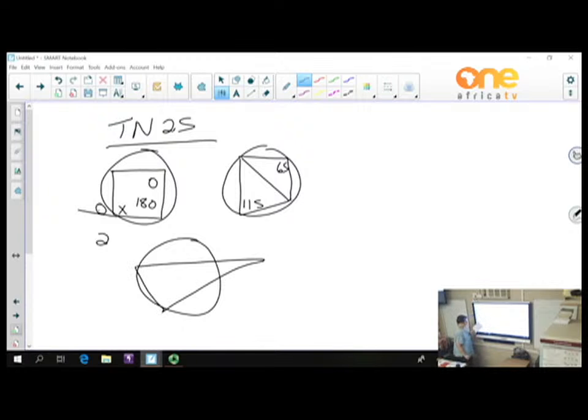Number 2, there's your circle, and this time there's only one triangle in there. There you have it. This angle is 74 degrees. So that means this one is going to be, there's a straight line, so this one is then 78 degrees. Okay, so ABC.